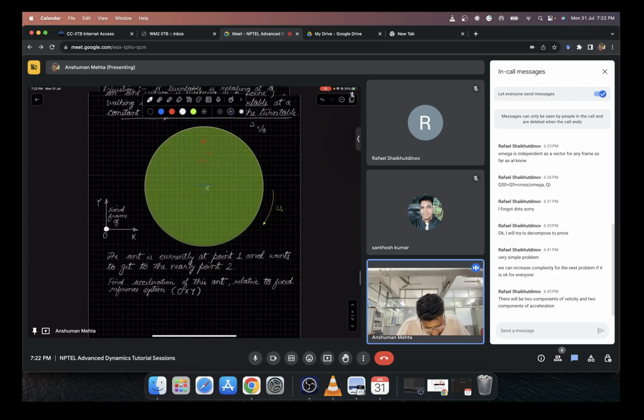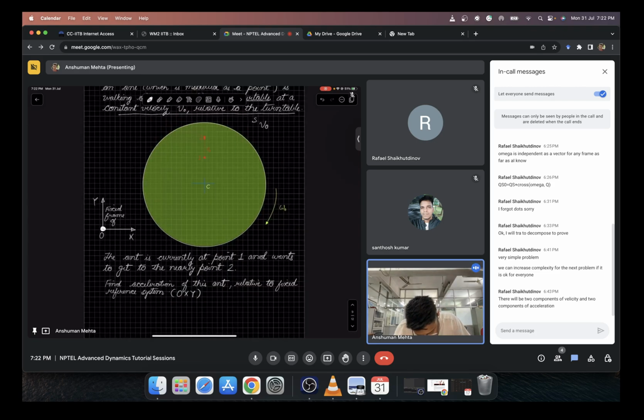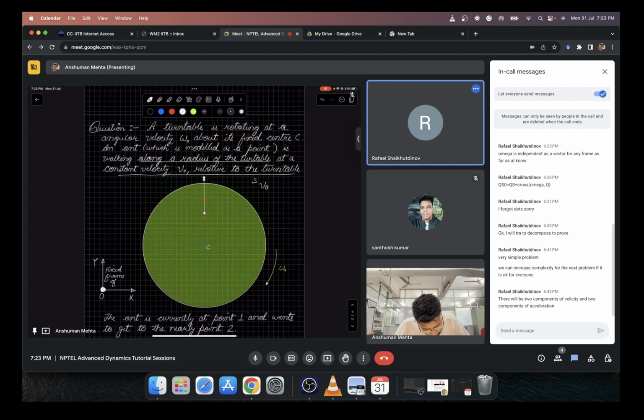I can make one more coordinate system, the inertial coordinate system, let's say body centered, at the end, where the ant is. I can make one more coordinate system there. Yes, I'm doing that. That is not an issue, it can be done.